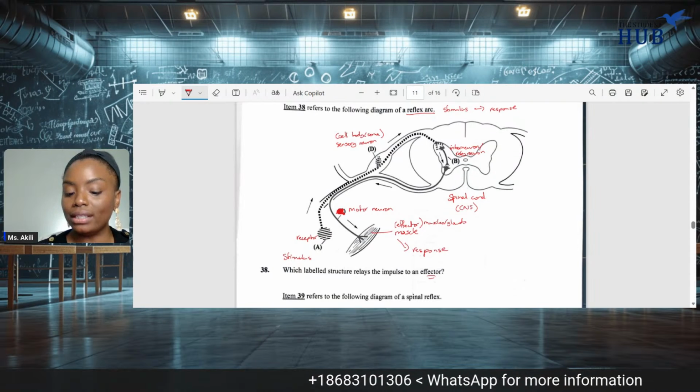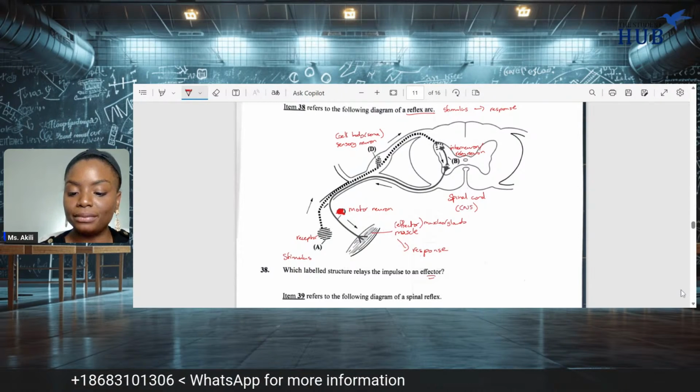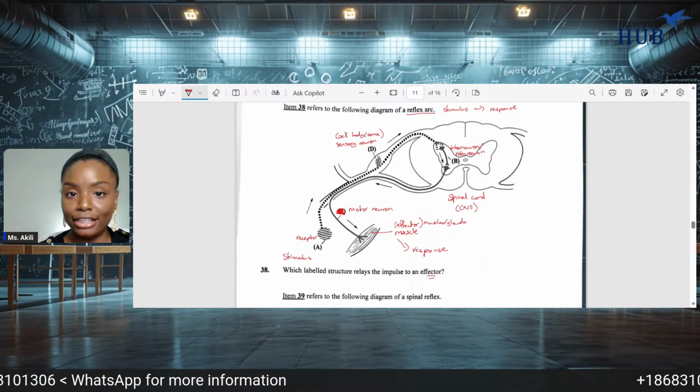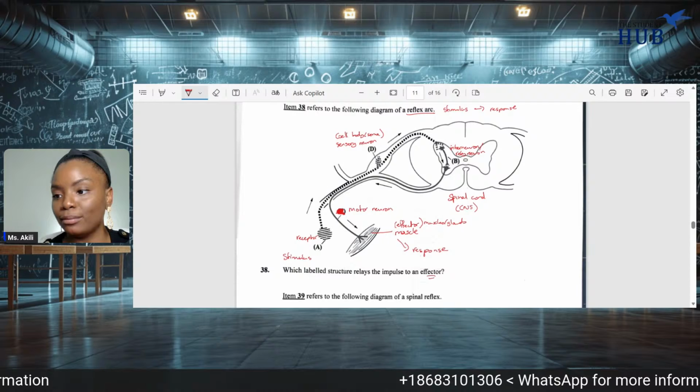So why isn't it? We understand why C is the correct answer. So we have stimulus, then receptor, then sensory neuron, then the interneurons within the CNS, then you have your motor neuron, your effector, that brings about the response.